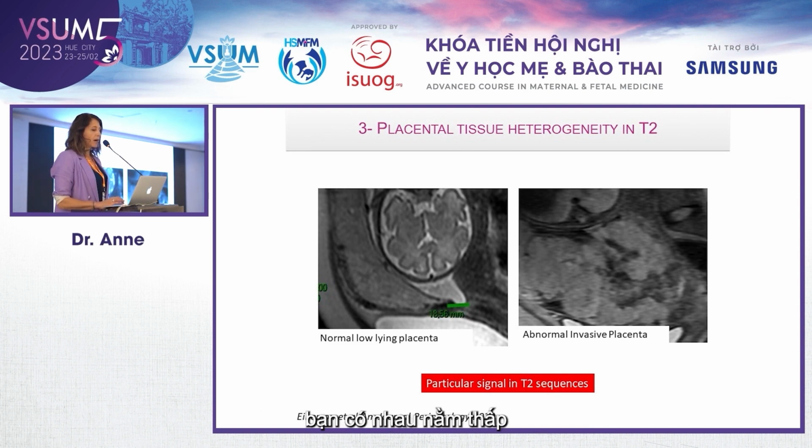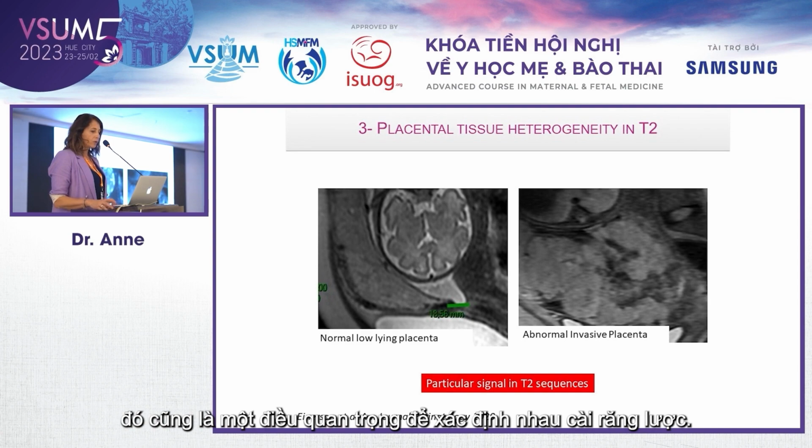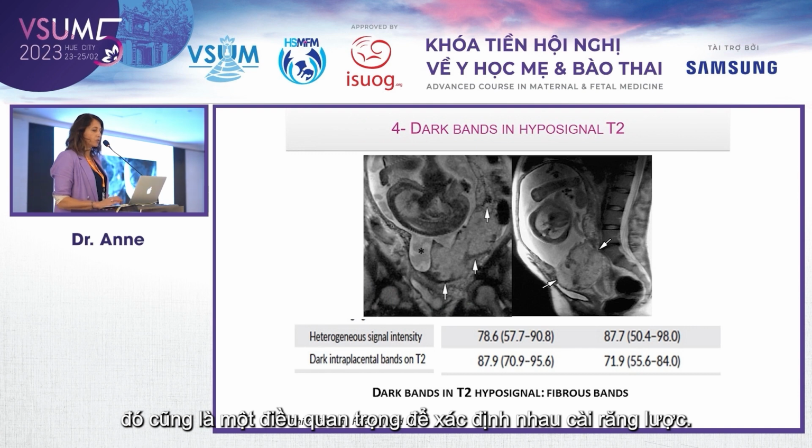Here on the left, you have a low-lying placenta, and you can see that the signal is quite homogeneous, and the morphology is quite similar in the different parts of the placenta. When you have an invasive placenta, you can see that the tissue is very heterogeneous in T2, with a lot of lacunae and dark bands, as you can see here. It's another important thing to say to pick up placenta accreta.